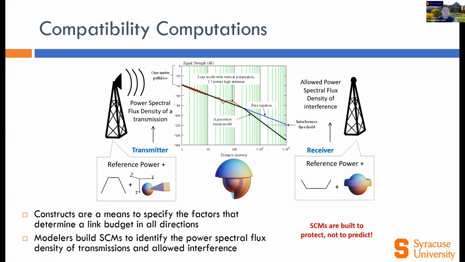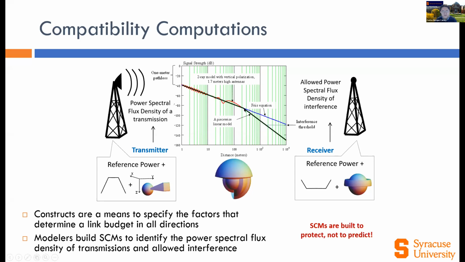So putting it all together, from the information in the constructs, there's no real magic that's going to take place. You are just going to build a link computation, a link margin or link budget computation. So you use the power mask, the reference power, the antenna radiation pattern. You compute the 1 meter power flux density out of the antenna.